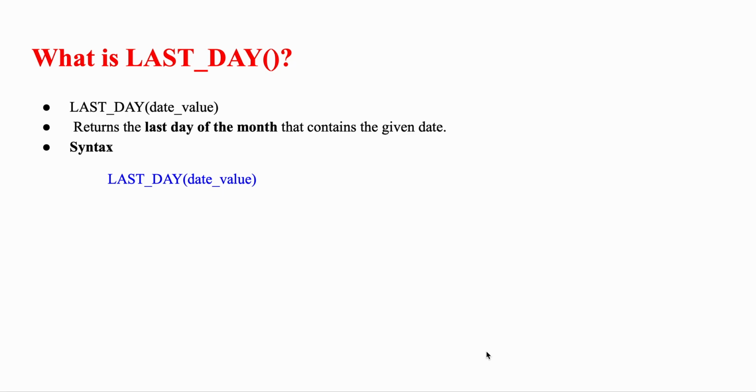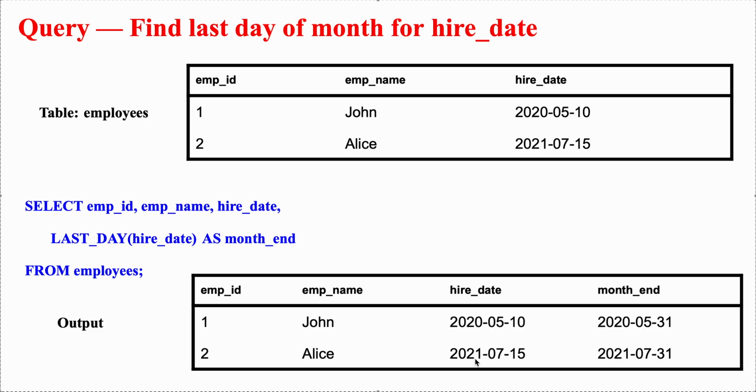Last day returns the last day of the month for any given date. The syntax is simple. You just pass the date, LAST_DAY(date value). Here's an example of how you can use last day in a query. Let's say you want to find out the last day of the month for each employee's hire date. So here's the query. Select employee ID, employee name, hire date, last day(hire date) as month end from employees.